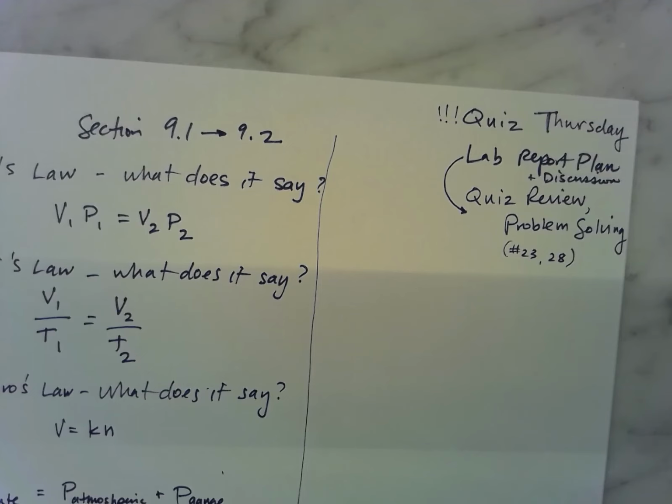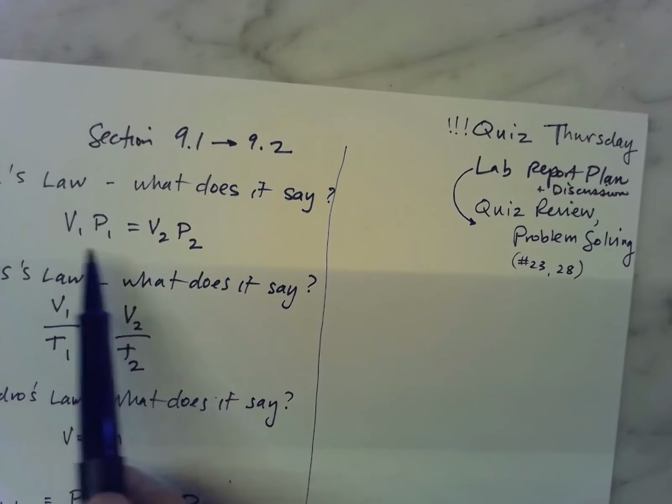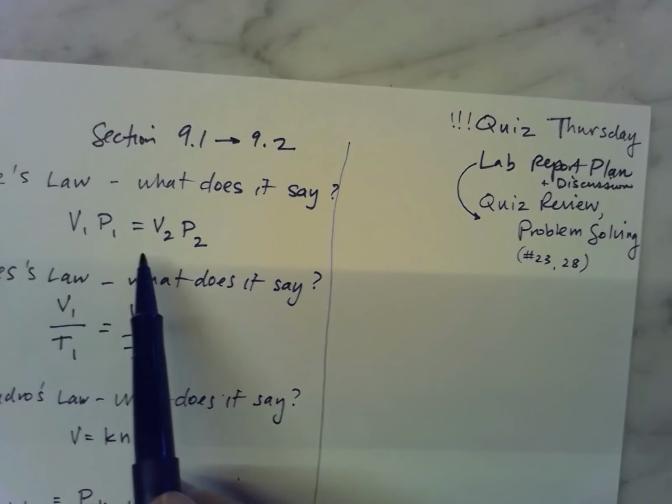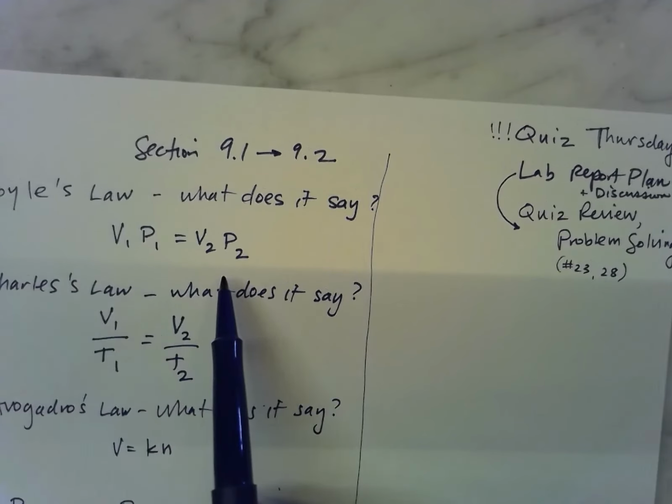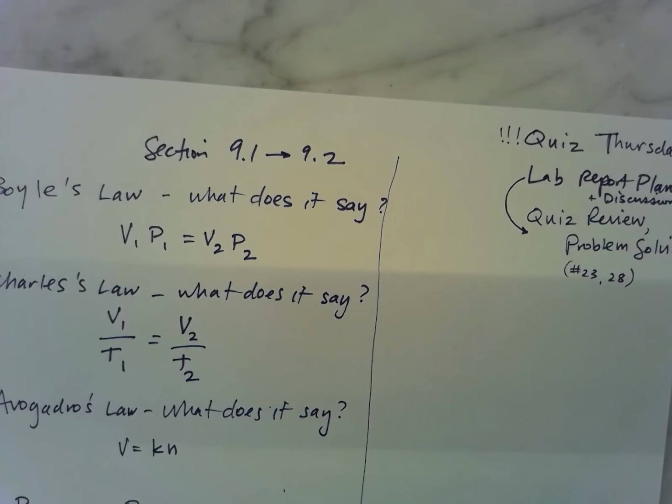Okay, so Boyle's law, what does it say? It says that as pressure goes up, volume goes down. Okay, this is exactly what we did with our syringe portion of our experiment.